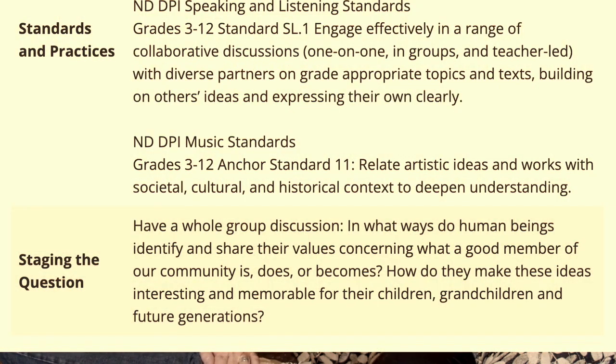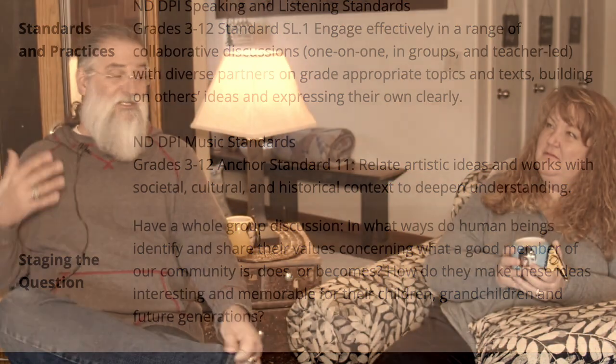Staging the question. Have a whole group discussion. In what ways do human beings identify and share their values concerning what a good member of our community is, does, or becomes? How do they make these ideas interesting and memorable for their children, grandchildren, and future generations? So this staging of the question is really a discussion where we kind of draw out of the learners, where do these things come from? How do we communicate them? How do we make them interesting? And that, to me, draws on both their personal experiences, but also kind of extrapolating, where does that come from? What would make it interesting? How did my parents try to make things interesting for me to learn what's important?